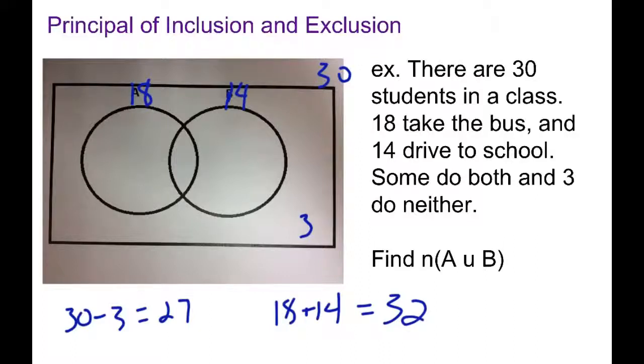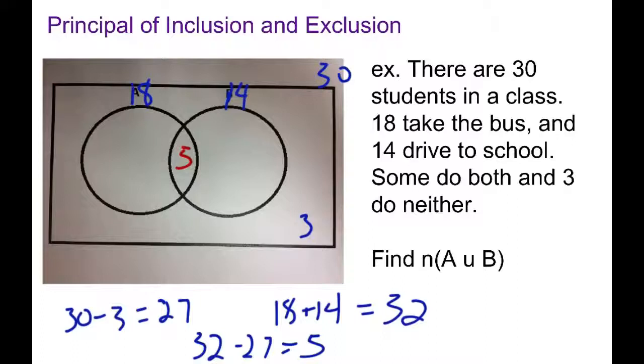So that means there's 32 people that do bus, drive, or both, but we know that there's only 27 people total that we can work with, right? 30 minus 3 gave us 27, so if we go 32 minus the 27, we had to get 5 people that do both. Okay, does that make sense? Because when you're doing these circles, you can only count each person in one spot.